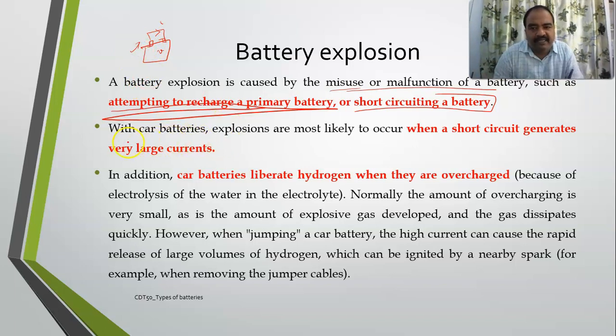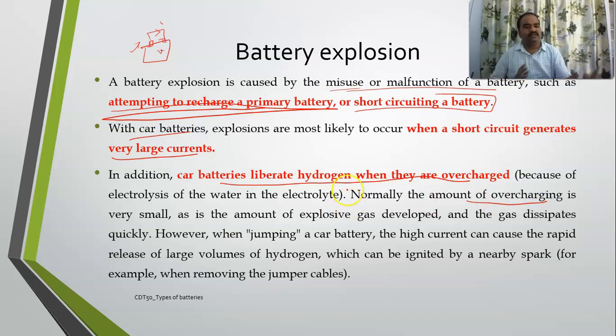And particularly in cars, why do explosions occur? It is because of short circuits, which happen most of the time. Whenever there is a short circuit in a car battery, it generates very large currents. Besides, car batteries liberate hydrogen when they are overcharged, because there is an electrolysis process in the car battery. Normally the amount of overcharging is very small, so you don't get any explosive gas developed there. The gas dissipates quickly in a car battery. However, when you jump a car battery, a high current can cause the rapid release of a huge amount of hydrogen.